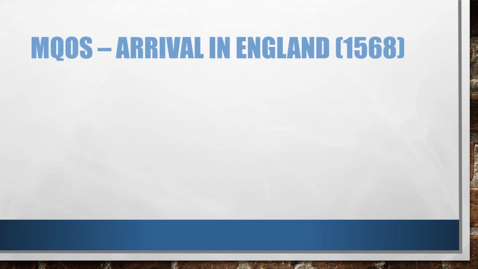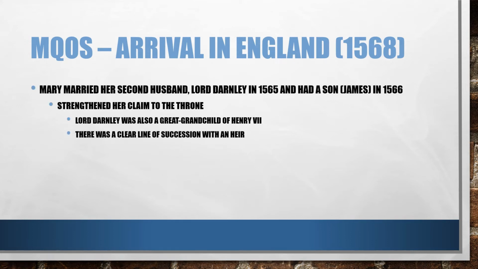So before her arrival in England in 1568, Mary married her second husband. So she was married to the King of France, who died, and then married Lord Darnley, who was a prominent member of Elizabeth's government, who was also Catholic, in 1565. A year later, they had a son, James, in 1566. This ends up strengthening her claim to the throne, because Lord Darnley was also a great-grandchild of Henry VII, albeit from a different lineage, and there was also a clear line of succession with regards to Mary, Queen of Scots and Lord Darnley, and then with the son James.